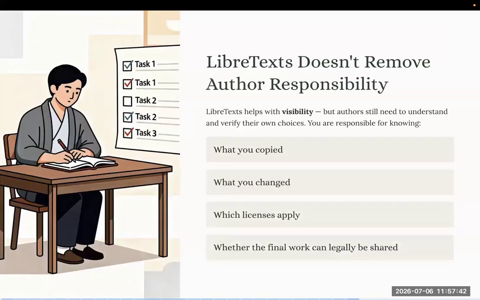LibreText does not remove any author responsibility, though. You are still responsible for looking at what you copied, what you changed, what you're licensing, and whether the final work can apply legally.